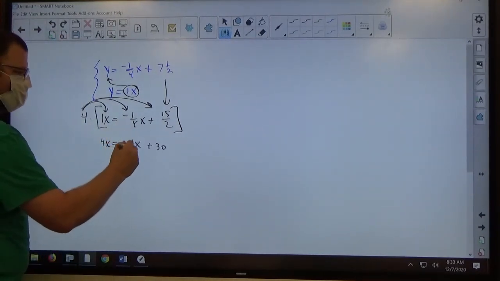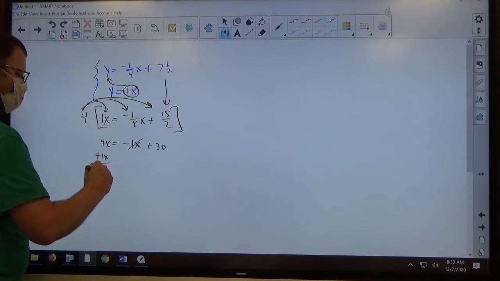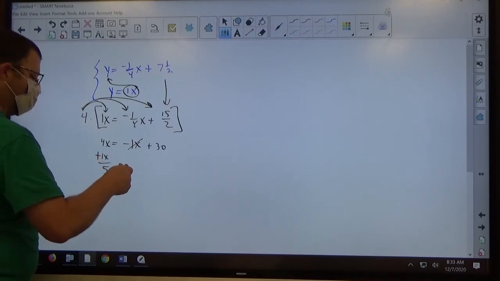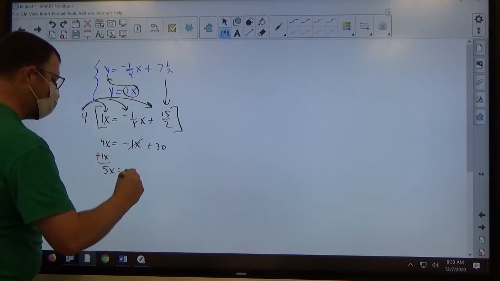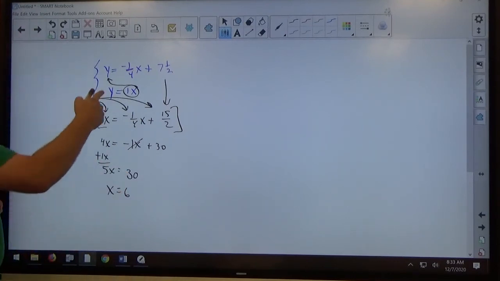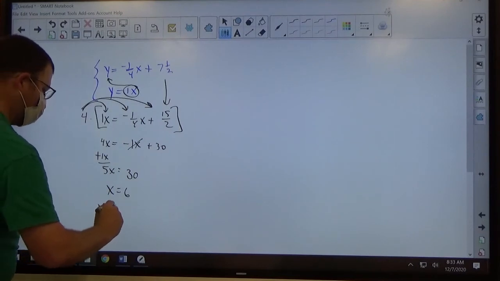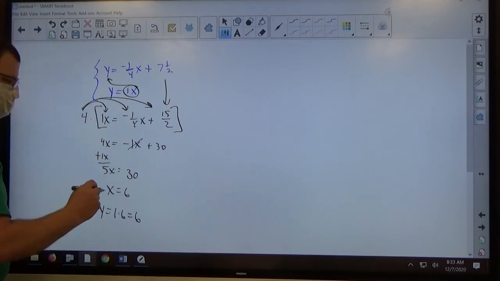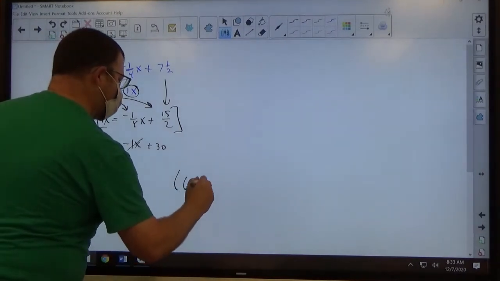Get rid of the fractions. Move the -1x over. So 5x equals 30. Oops. Getting ahead of myself there. And if 5x equals 30, we divide by 5, we get x equals 6. Y equals 1 times x, so y equals 1 times 6, which equals 6 also. So 6, 6 is the ordered pair.